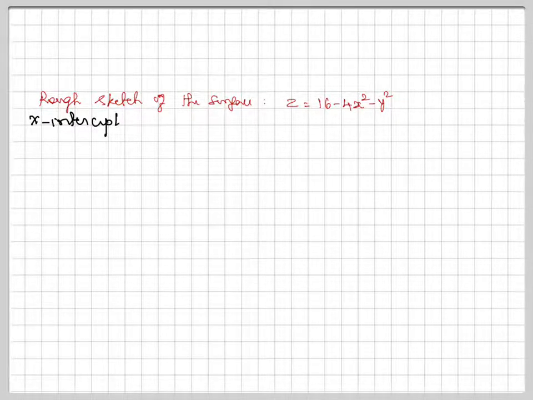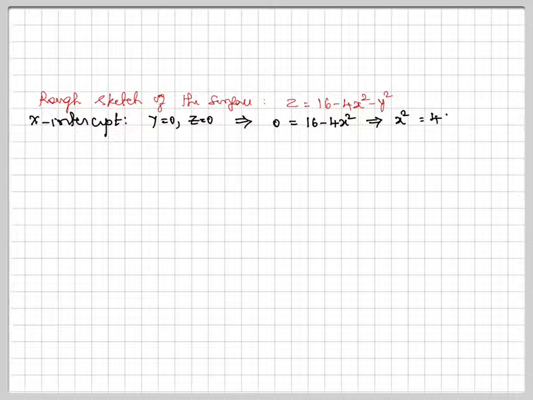The x-intercept of the graph of this surface is obtained by setting y equal to 0 and z equal to 0, which gives us 16 minus 4x squared equal to 0. So x squared equals 4, which gives us x equals plus or minus 2. The surface intersects the x-axis at 2 and negative 2.